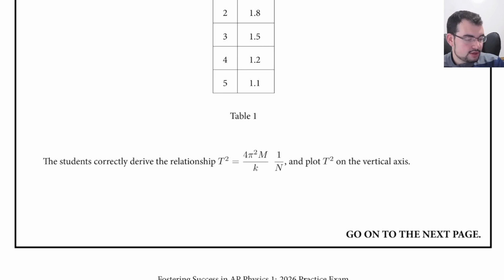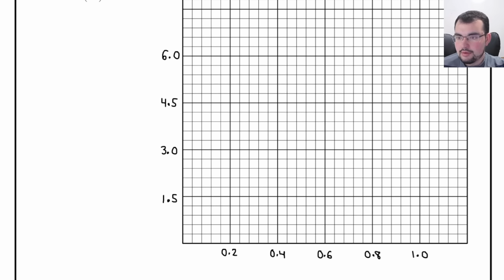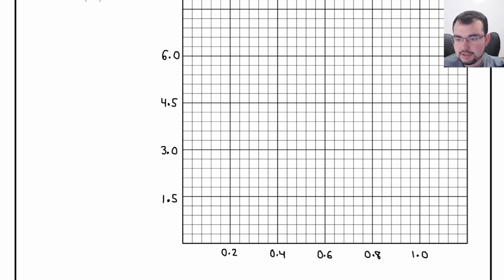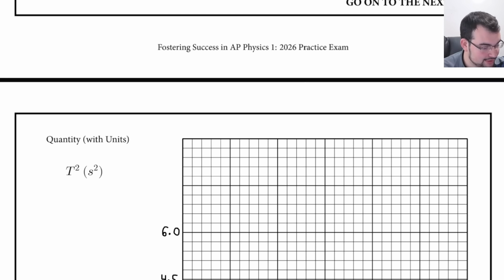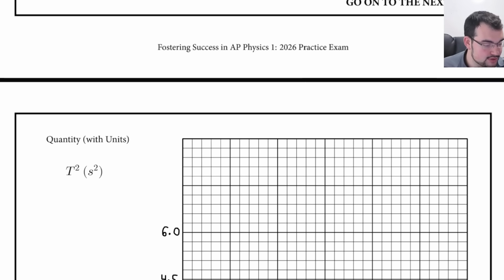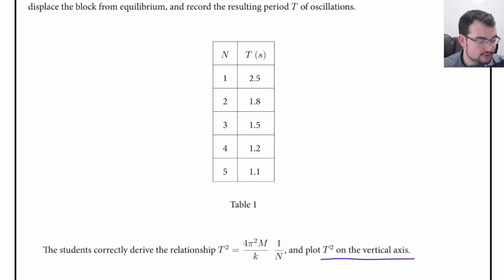So it says the students correctly derive this relationship, and they plot T squared on the vertical axis. So we know, and it's actually going to be set up if we look. Spoiler over there. Oh, I didn't graph this. Oh, silly me. I guess we'll have to do a cut there. We see that T squared is actually put on the axis for us with units. So sometimes they force you into a specific linearization.